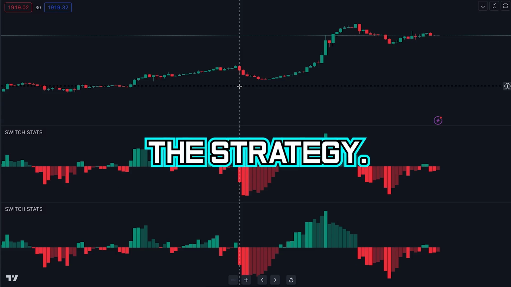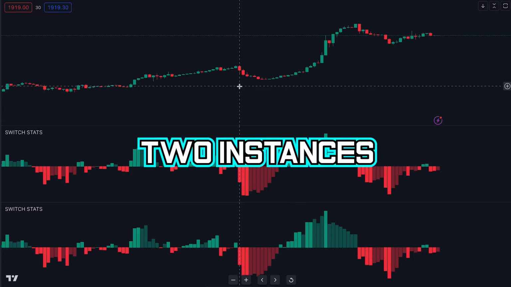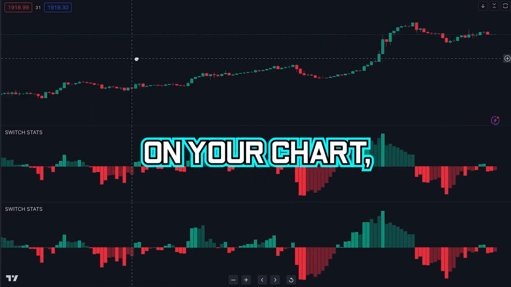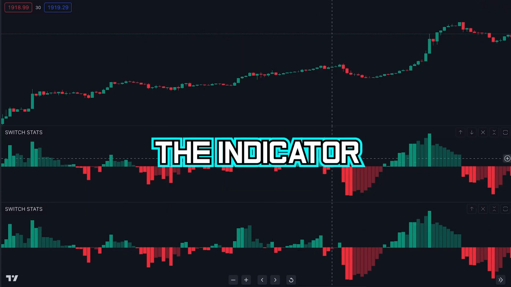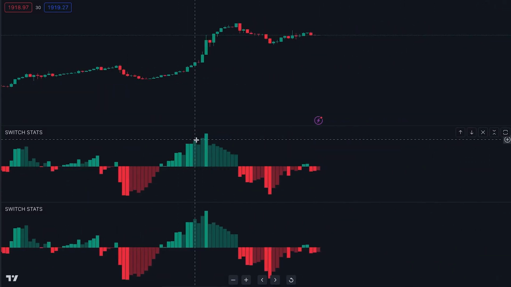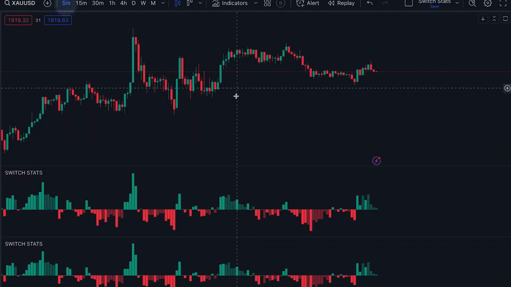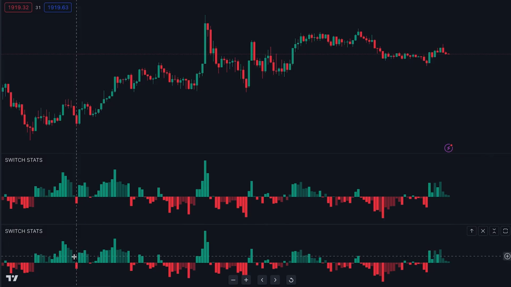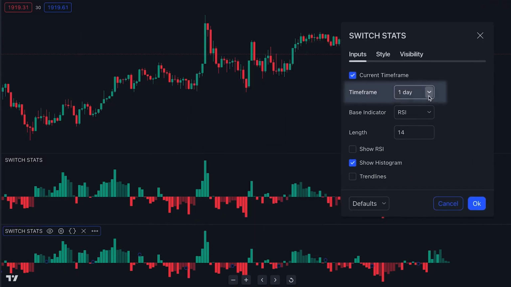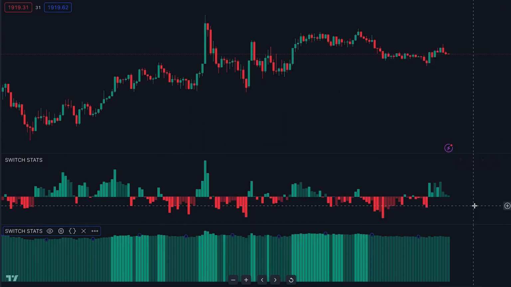Now here is the strategy. You will need 2 instances of the indicator on your chart. So go ahead and add the indicator twice. This is how that will look on both versions. Now we want to be on a 5-minute chart. Next, we want to select one instance of the indicator and change the time frame to a daily time frame.